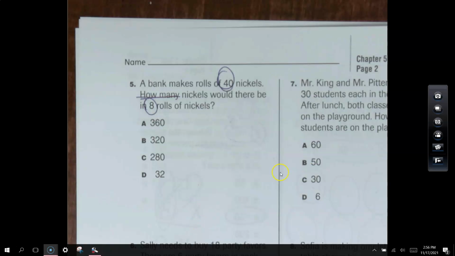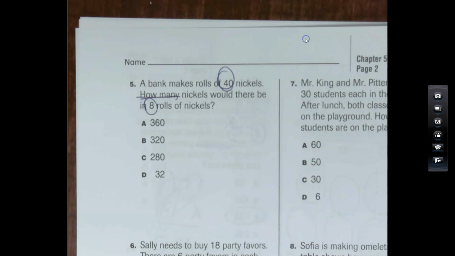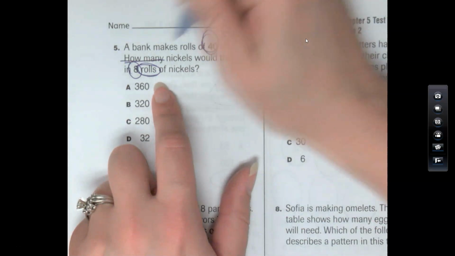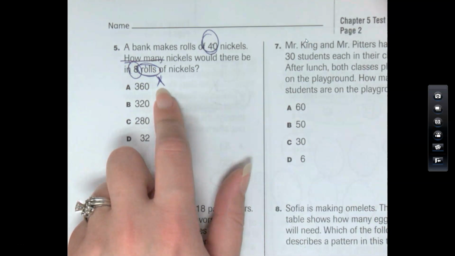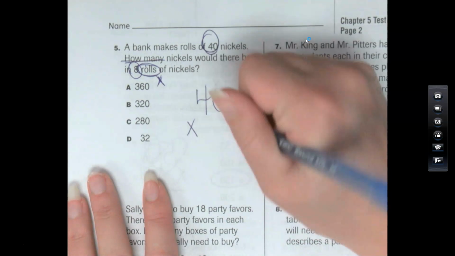Well, during class today, some of the children did not know what rolls were, so let me see if I can pull that up really quick for you. Do you know what rolls of money is? Have you ever seen that before? Well, a roll is where they put the coins into kind of like an envelope. I don't know if it's not coming up right now, so I'll show you that in a bit if it comes up. So I know that rolls is actually a group word because I put the nickels into the rolls. Therefore, it is multiplication. So we would do 40 times 8.